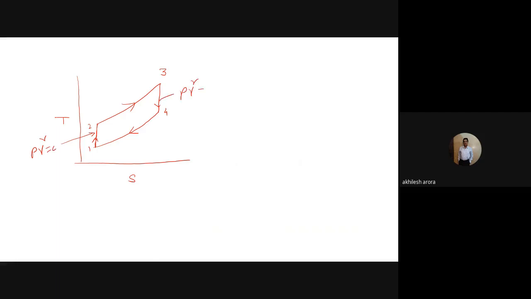So, for example, this was the cycle which we have drawn, the TS diagram. This is the initial process 1 to 2, this is the second process at constant volume, this is the third process from 3 to 4 at constant entropy, and this is the process 4 to 1 during which the heat is rejected. We know that during process 1 to 2 there is no heat transfer because these are reversible adiabatic processes. This is PV raised to power gamma is equal to constant, and this is also PV raised to power gamma is equal to constant.